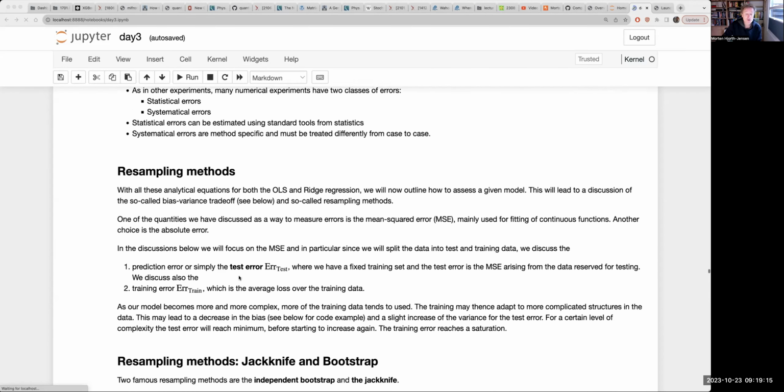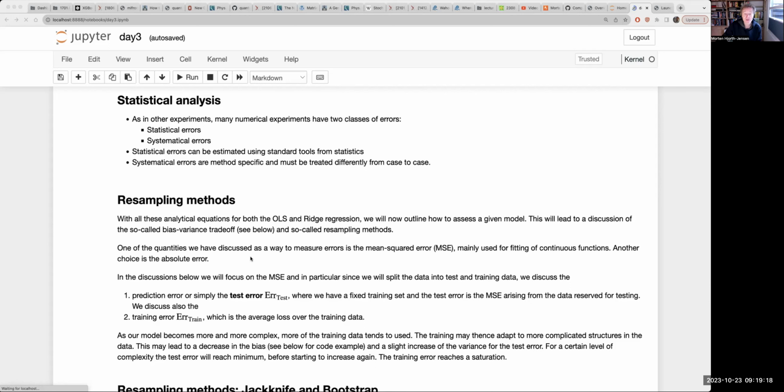So one of the things which we are going to look at first is just a simple example where we focus on the mean squared error. We are going to split the data into test and training data. Then we can discuss the prediction error, or simply the test error, where we have a fixed training set and a fixed test set. And we can then predict the training error, which is the average loss over the training data. So let's take a look at these things by diving into the whiteboard here.